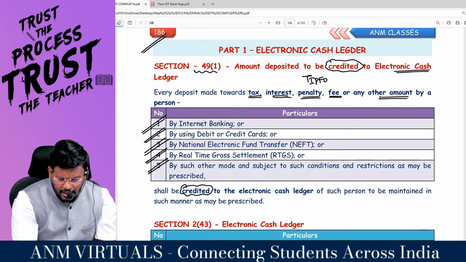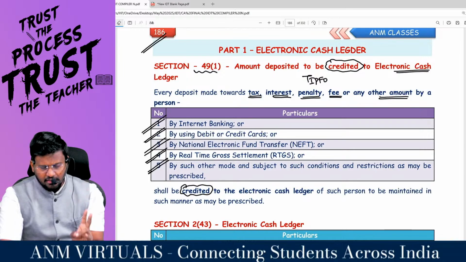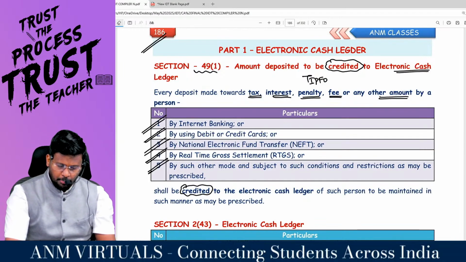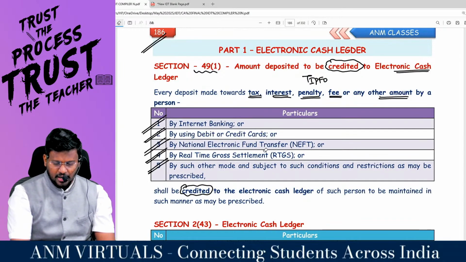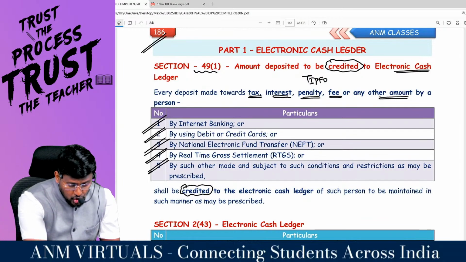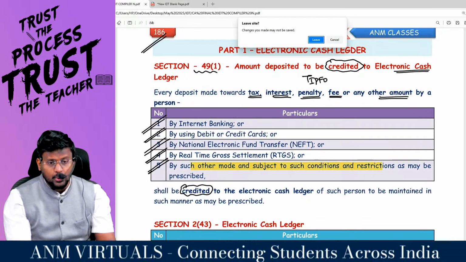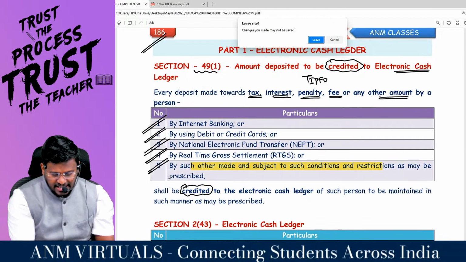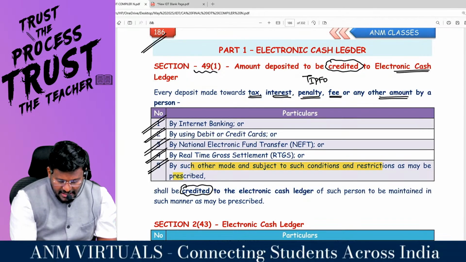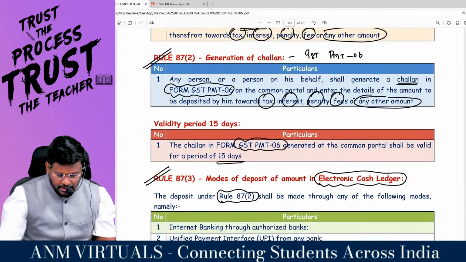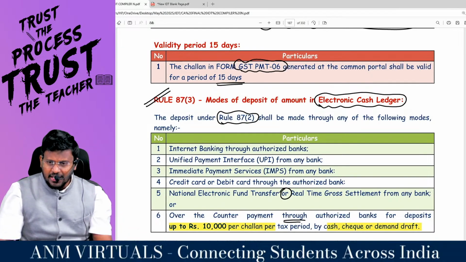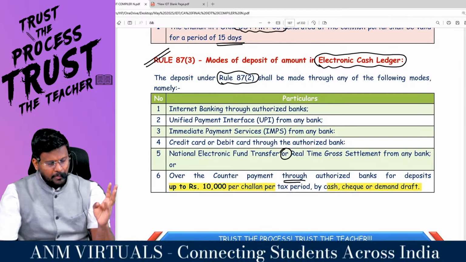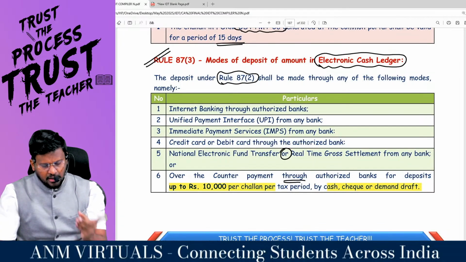Look at here. Every deposit made towards tax, interest, penalty, fees or any other amount by a person, by internet banking, by using debit card or credit card, by NEFT or RTGS or such other mode and subject to such conditions and restrictions as may be prescribed. Yes, they have prescribed. That prescribed thing is in Rule 87 sub-rule 3.